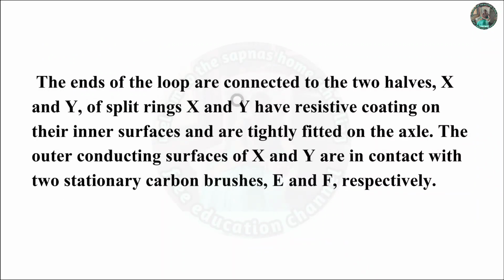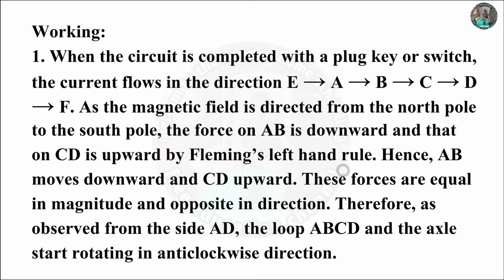The ends of the loop are connected to the two halves X and Y of split rings. X and Y have resistive coating on their inner surface and are tightly fitted on the axle. The outer conducting surfaces of X and Y are in contact with two stationary carbon brushes E and F respectively.